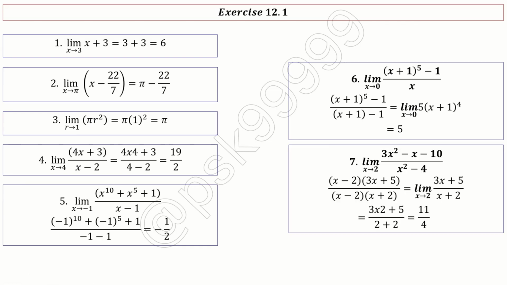Limit x tends to 2, (3x² − x − 10) divided by (x² − 4). If you put 2 in x, the denominator becomes 0. So you have to remove the (x − 2) term from the numerator and denominator. Factorize them, and cancel (x − 2) from both numerator and denominator. This is nothing but limit x tends to 2, (3x + 5) divided by (x + 2).